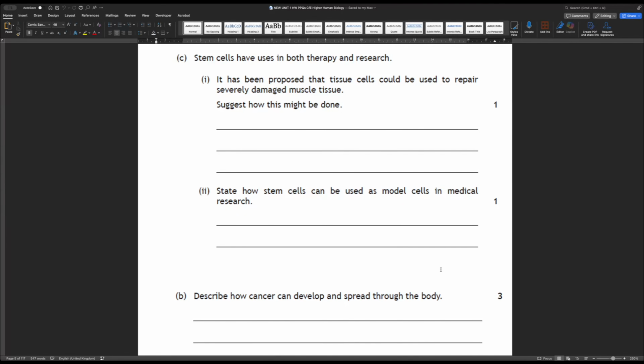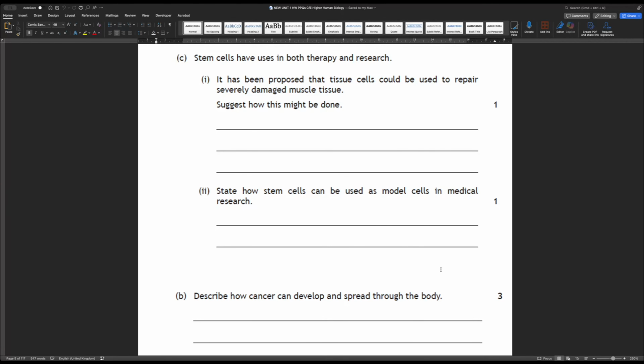So if we've damaged muscle tissue, then ideally what we're going to be doing is taking the tissue stem cells, and we can either grow them in the lab and differentiate them into muscle cells, and then graft or insert those muscle cells into the muscle tissue itself, or we can directly put the stem cells into the muscle tissue and let them differentiate into muscle cells once they're in the tissue. Okay, so something along those lines would get you the mark for that one.